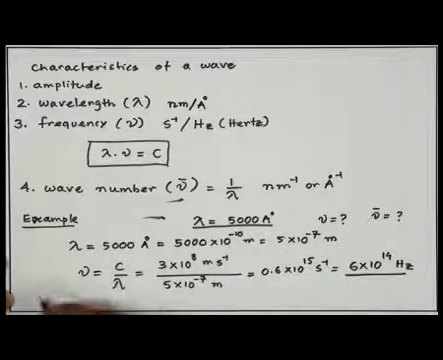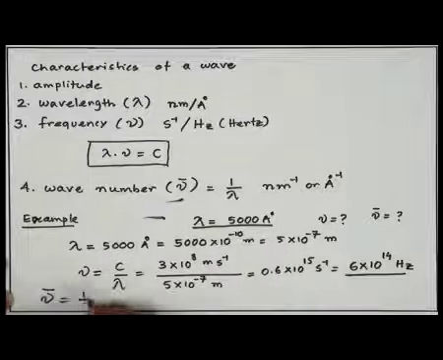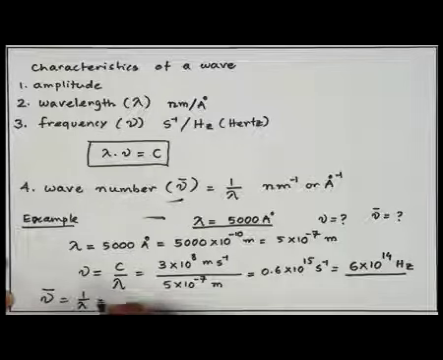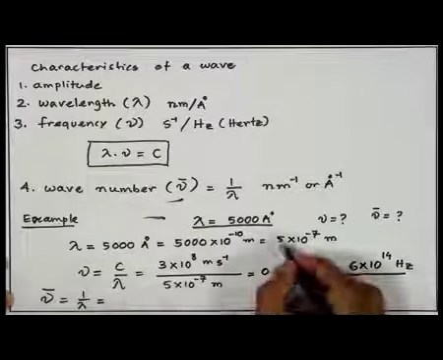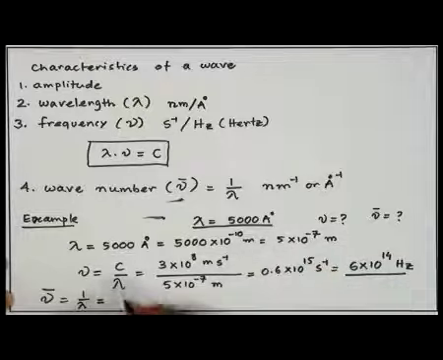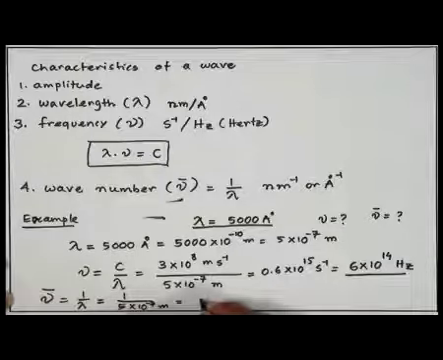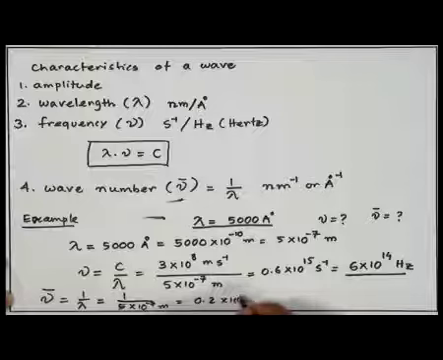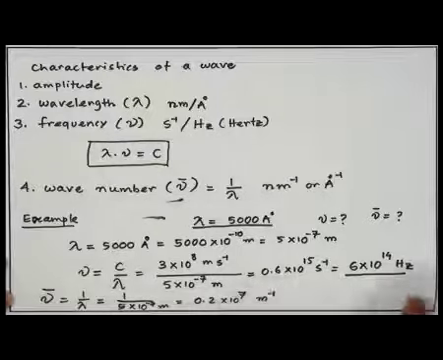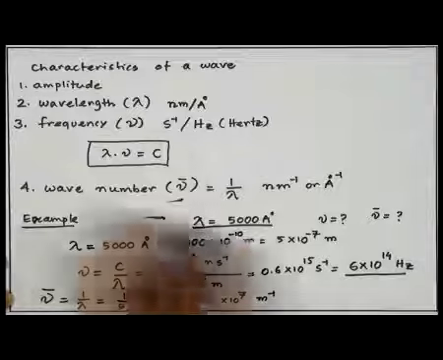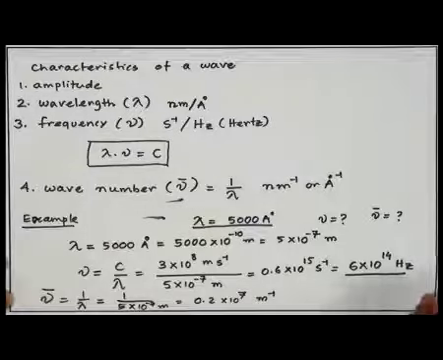Similarly, I can also get nu bar, which is easy, 1 over lambda. Lambda is 5 into 10 to the power minus 7. So, therefore, this comes out to be 1 divided by 5 into 10 to the power minus 7 meter, which is nothing but 0.2 into 10 to the power 7 meter inverse. All right. So, here we learned about the characteristics of wave.